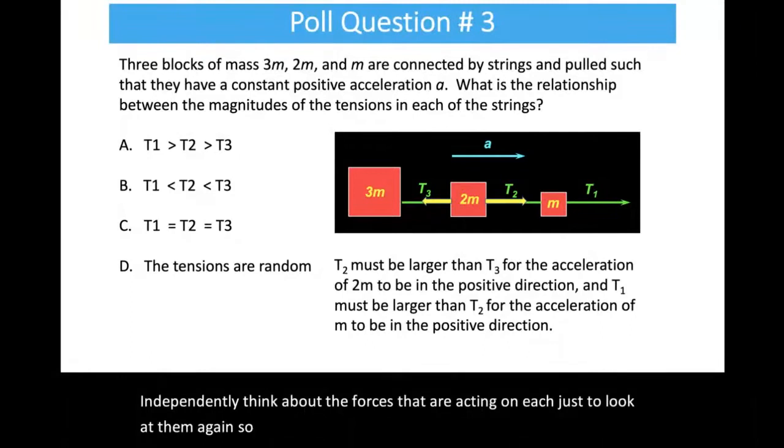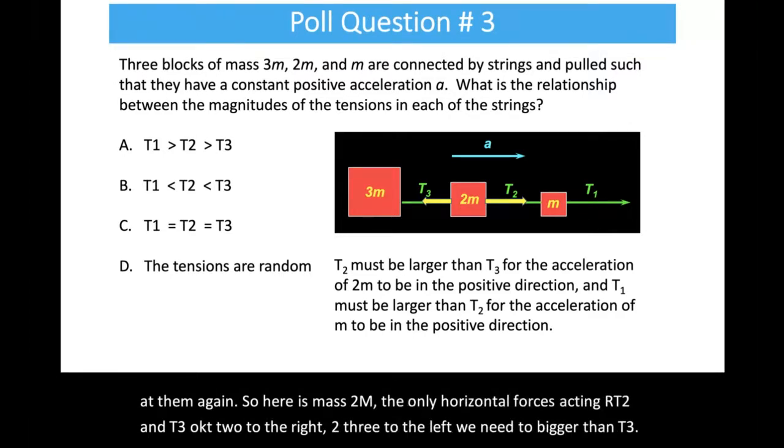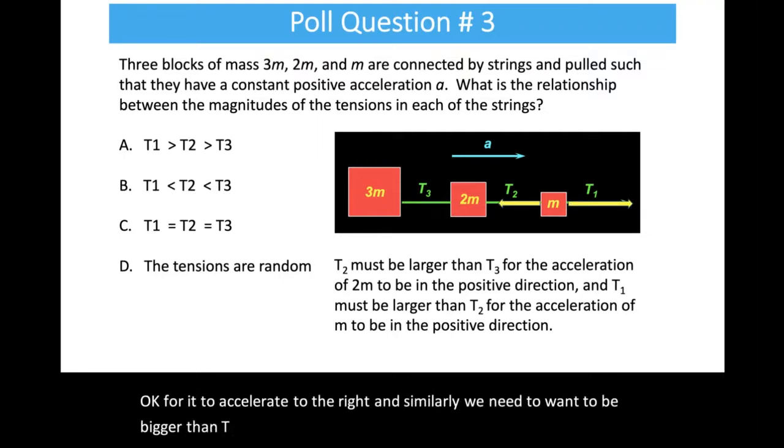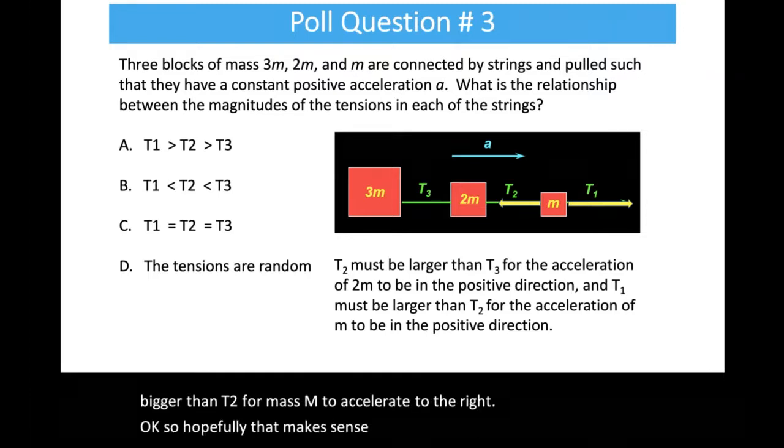So here is mass 2m. The only horizontal forces acting are T2 and T3. T2 to the right, T3 to the left. We need T2 bigger than T3 for it to accelerate to the right. And similarly, we need T1 to be bigger than T2 for mass m to accelerate to the right. So hopefully that makes sense to everybody.